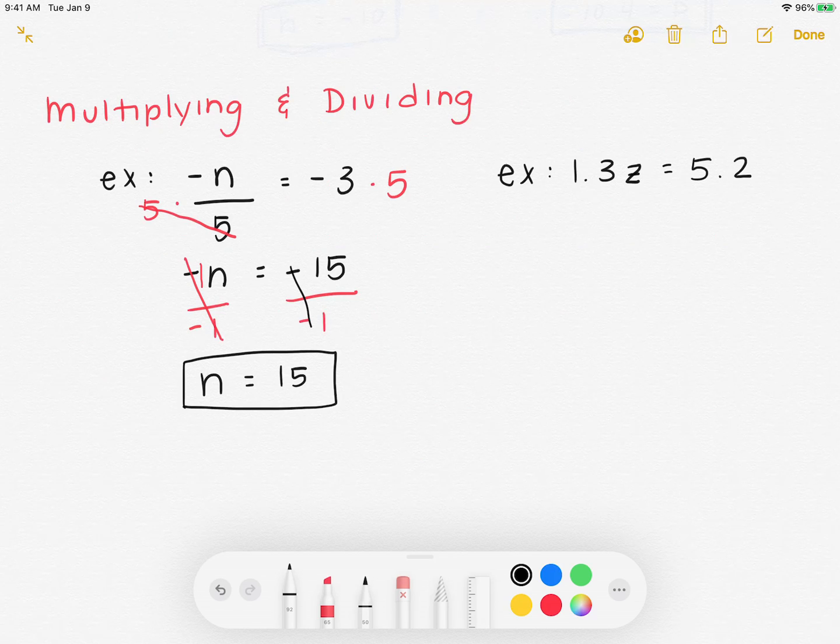What if I gave you 1.3z equals 5.2? So now this is a multiplying one because that 1.3 and the z are side by side. So if I want to undo multiplication, my opposite of multiplication is division, right? So I'm going to divide by 1.3, and divide by 1.3. Which gives me z is equal to, if I put 5.2 divided by 1.3 in my calculator, I get 4.